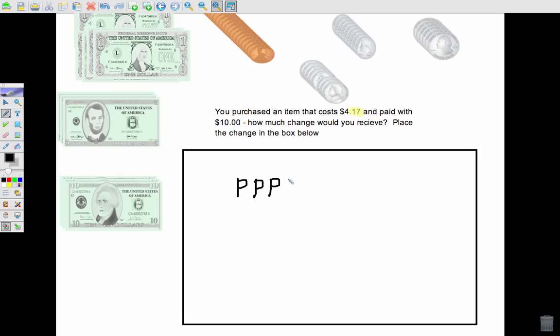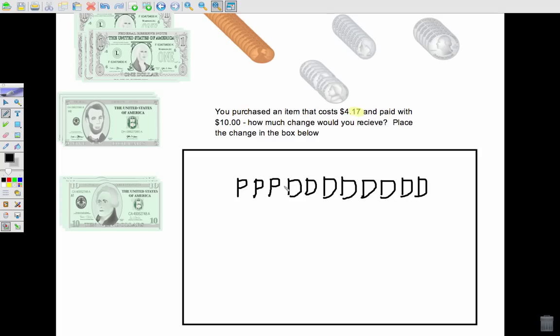Once I'm at 20, I can skip count by tens to get up to my next dollar. And I know that a dime is worth 10. So I'm at 20. Once I have another dime, I'd be up to 30, 40, 50, 60, 70, 80, 90, 100.